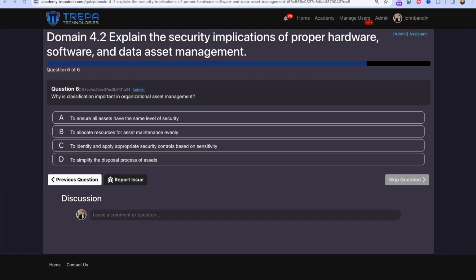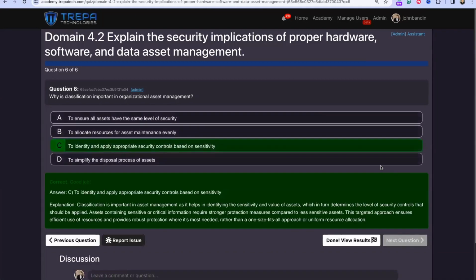Question 6. Why is classification important in organizational asset management? That's going to be C, to identify and apply appropriate security controls based on sensitivity. We want to make sure we have proper asset management, we define it, classify it properly, so our organization has an understanding, and this is going to play into how we do data retention on those assets and data destruction.